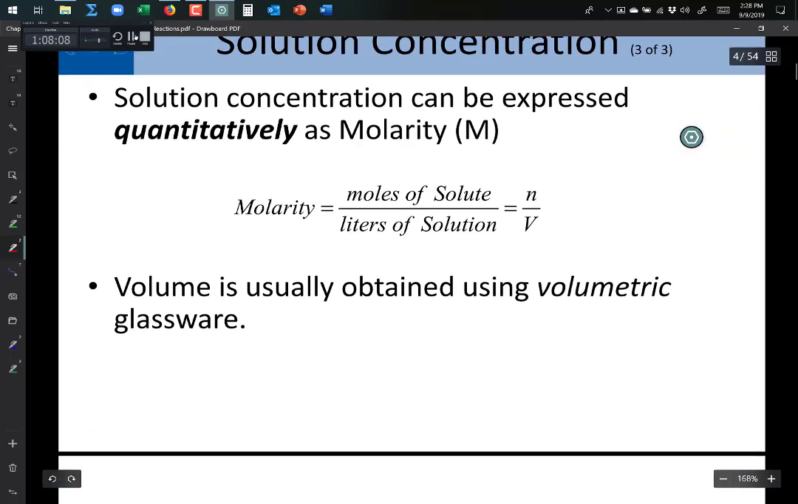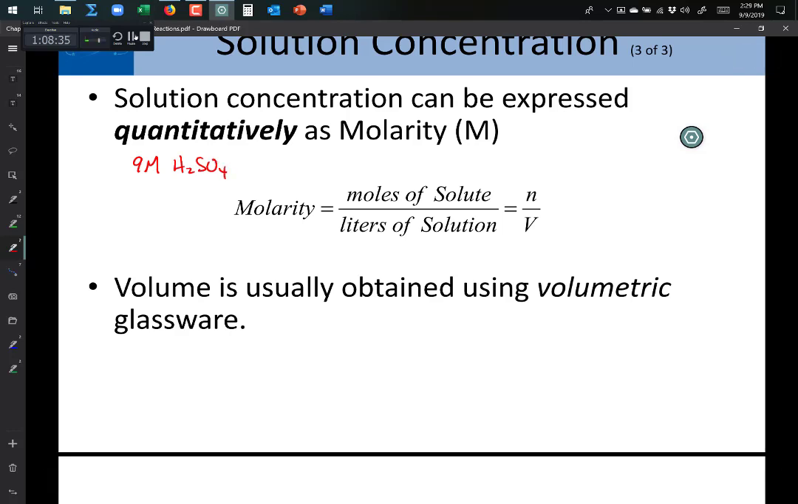Now quantitatively, and this is where I feel more comfortable, is being able to tell you how much there is. We use this unit called molarity. And the molarity is the moles of the solute in the liters of solution. Okay, so if I have a 9 molar solution, which is typically what we use as our diluted or our stock solution, that has 9 moles of sulfuric acid in it for every 1 liter of the solution. And you have to remember when I say solution, that's both the solute plus the solvent.